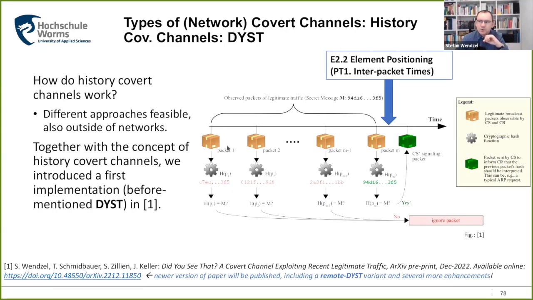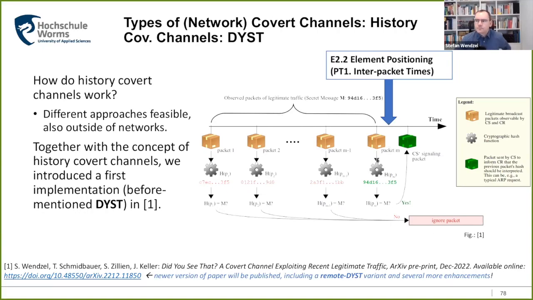So first, we observe packet 1. Let's assume sender and receiver are in the same local area network, and these are all ARP broadcasts that can be observed. Now, the sender calculates a hash value of some of the packet's contents, and let's say plus a timestamp, and checks whether it matches the secret message. If it does not, then the packet is ignored. So we wait for the next packet. At some point in time, it arrives. The hash value is calculated. Is the hash value the secret message? No. Okay. And so on.